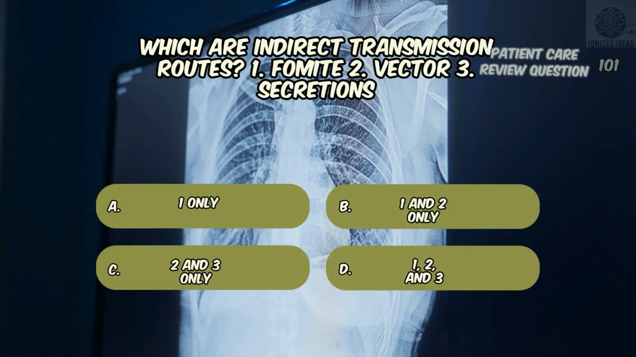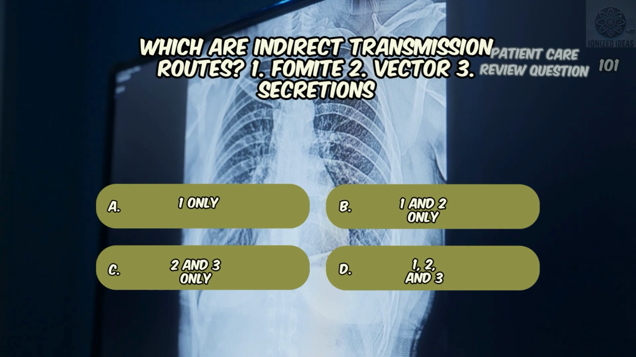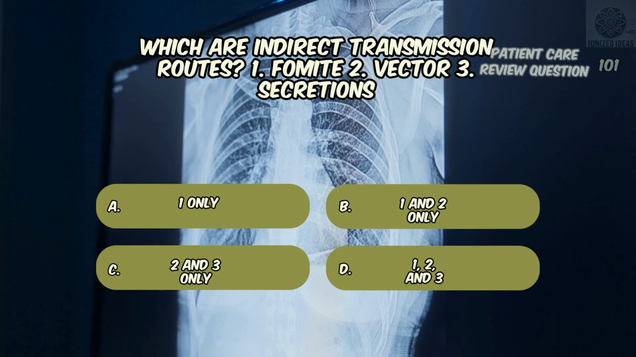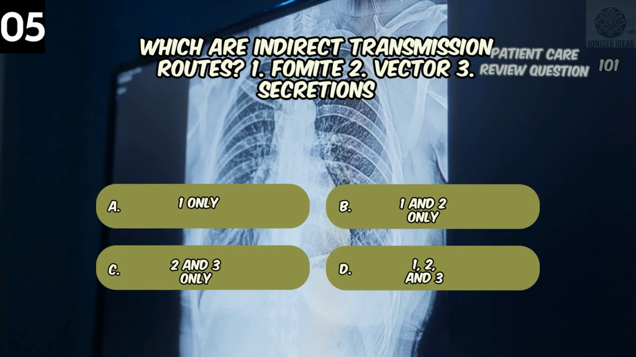Which are indirect transmission routes? 1. Fomite 2. Vector 3. Secretions. A. 1 only, B. 1 and 2 only, C. 2 and 3 only, D. 1, 2, and 3.